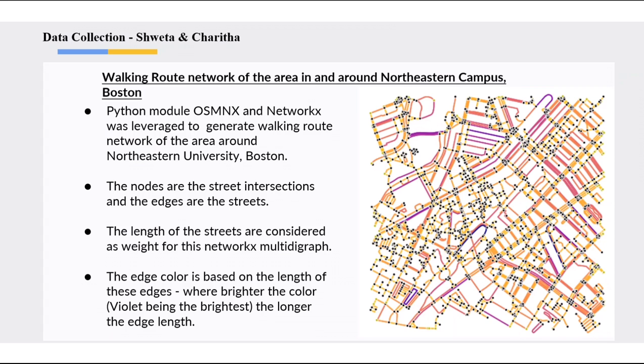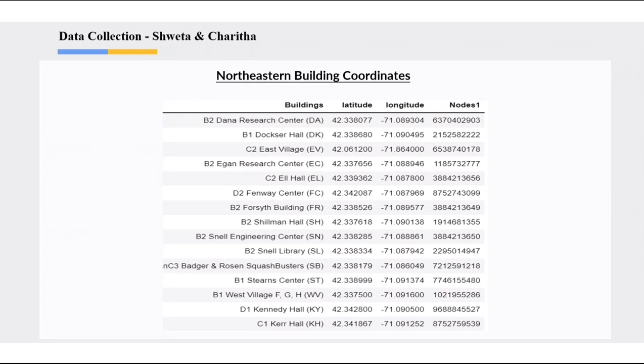This has also been created using OSMnx and NetworkX, and the color coordination seen in this graph is similar to the one which we saw previously. The pandas data frame which we are seeing on screen is the Northeastern buildings and their respective latitude, longitude and the node on the graph. This will be talked further about by my teammate Charita.